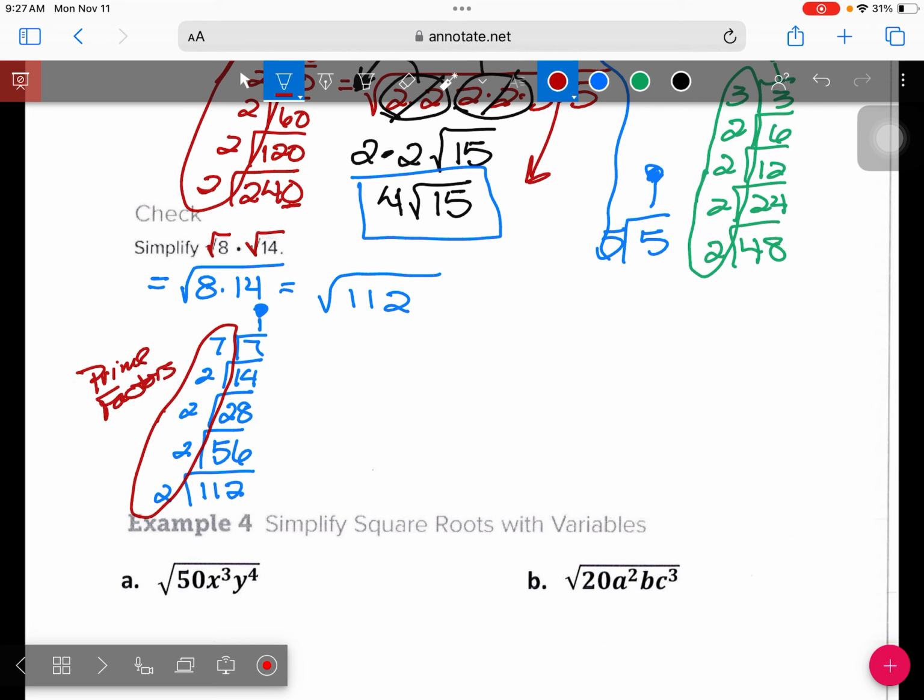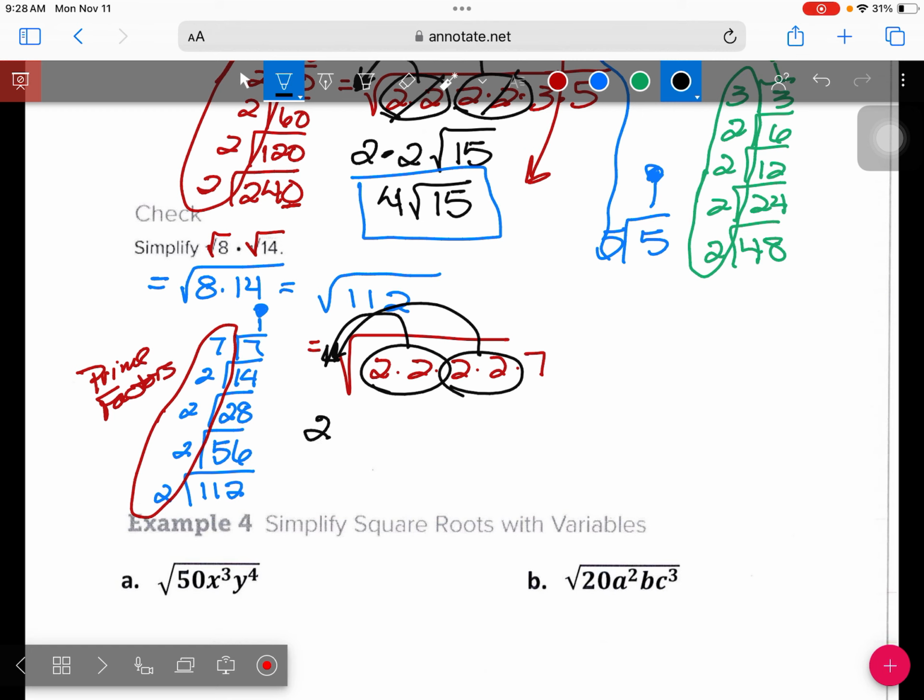Prime factors. So I rewrite this as 4 2s times 7. And I look for my pairs. So here's a pair of 2s. Here are a pair of 2s. You're essentially finding the square root of those doubled factors. So those get kicked out. Those get kicked out. Only one of the 2 gets pulled out front. Let me repeat that because this is very important.